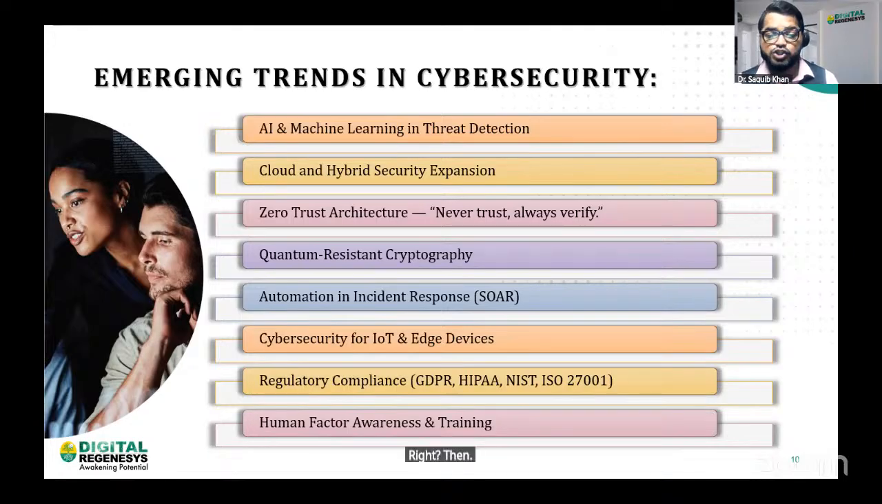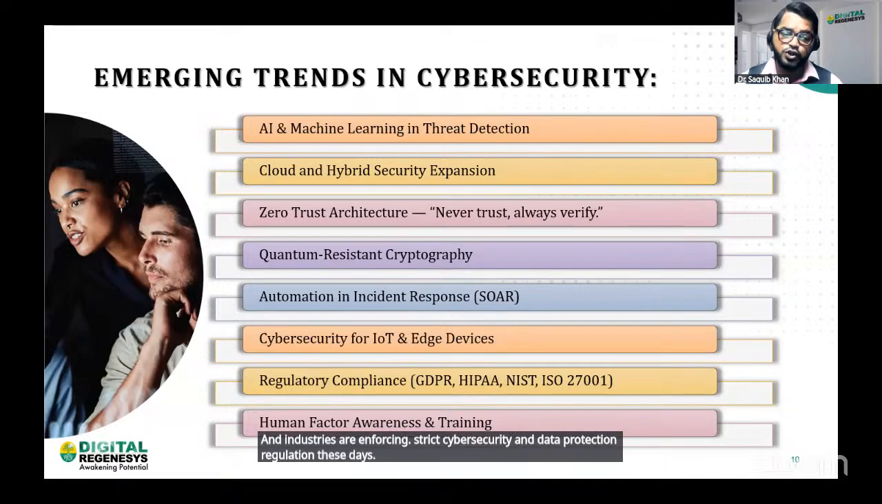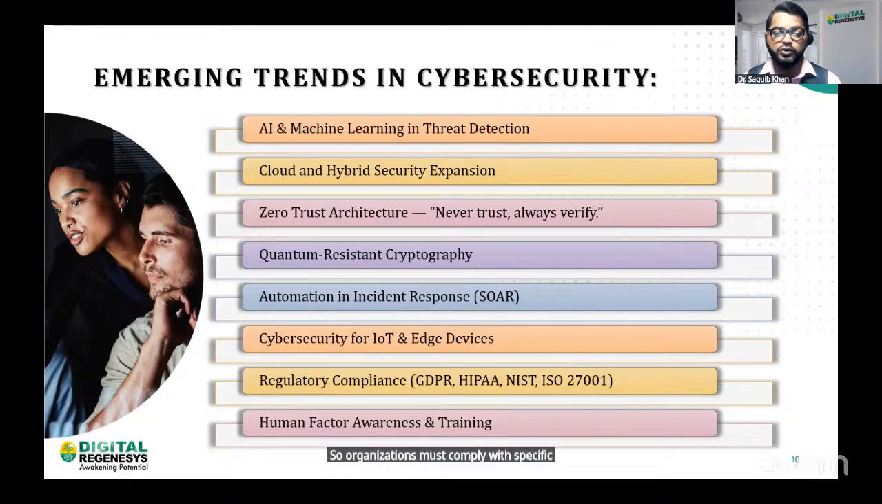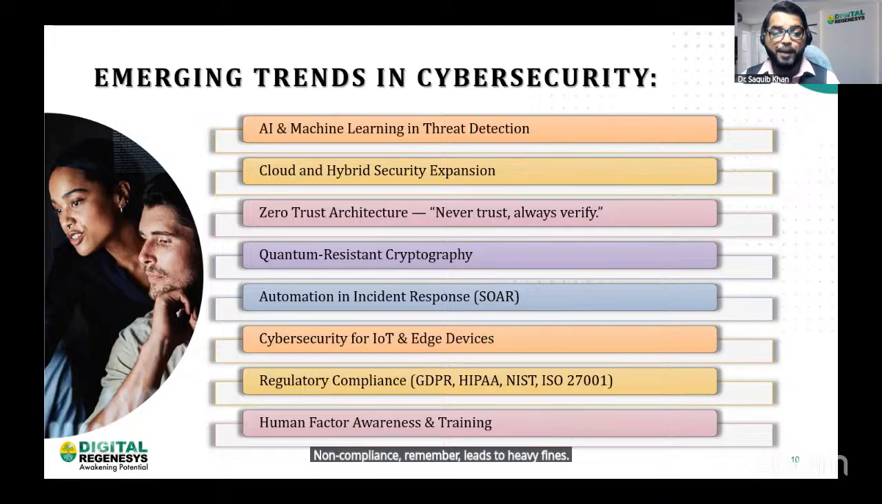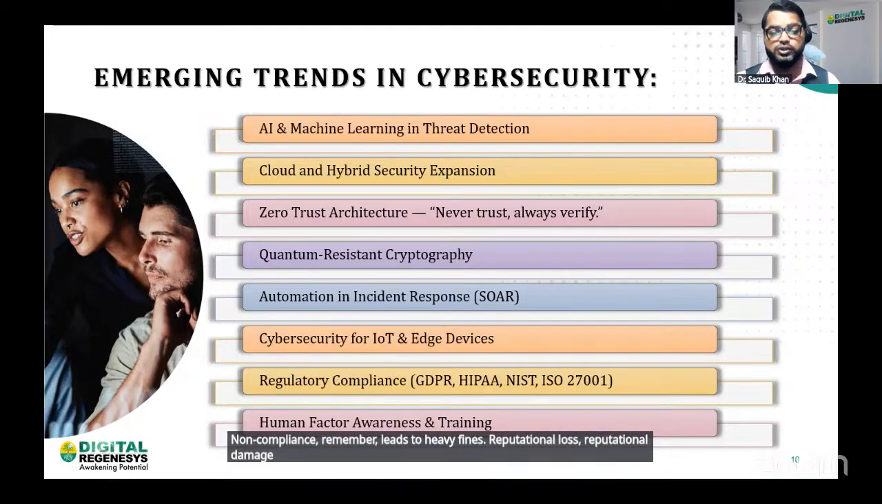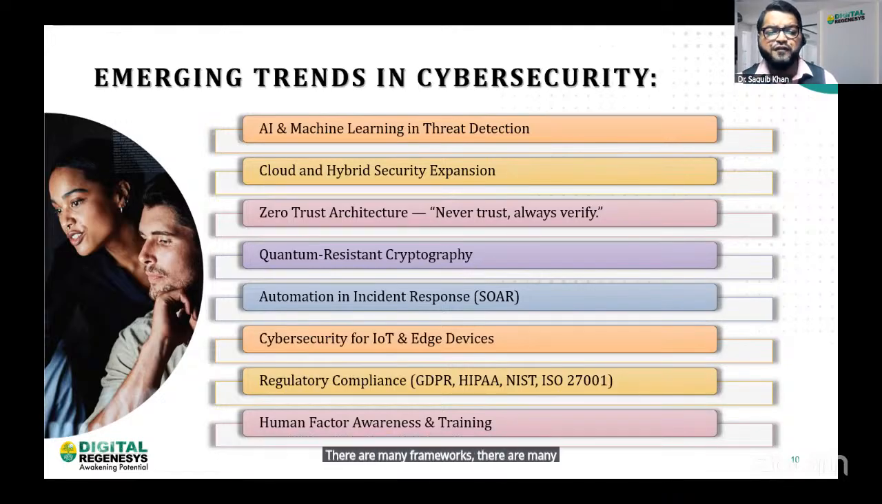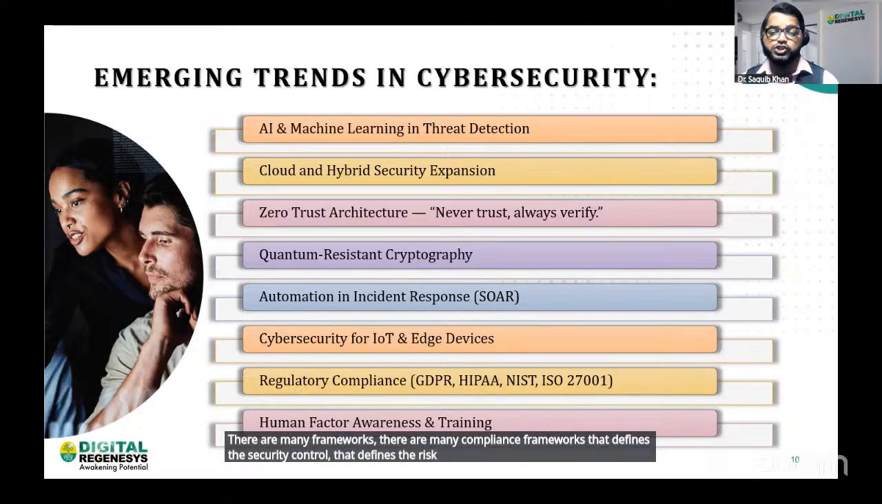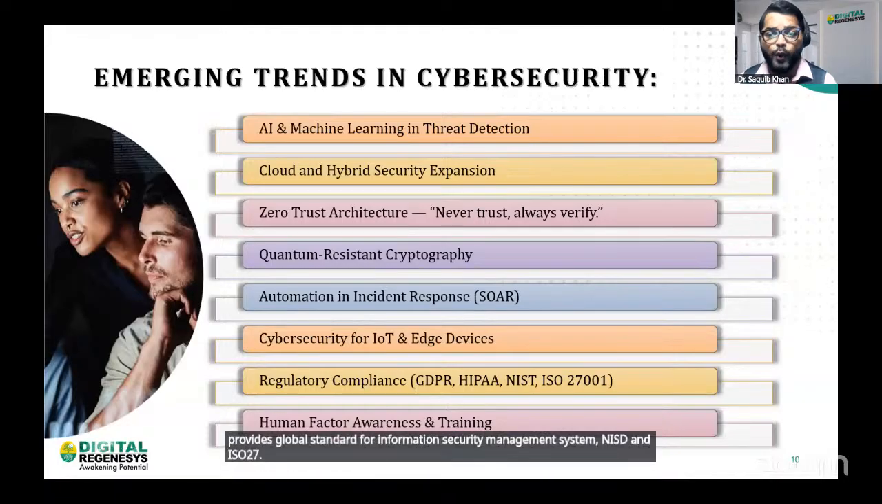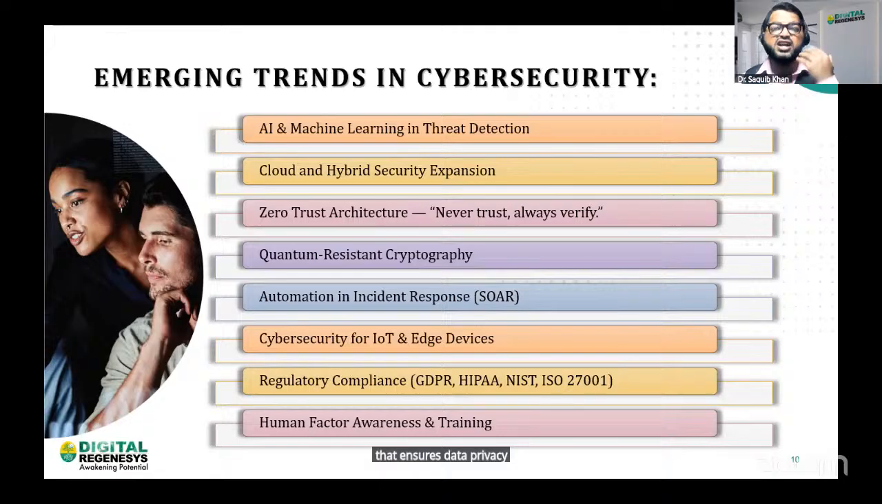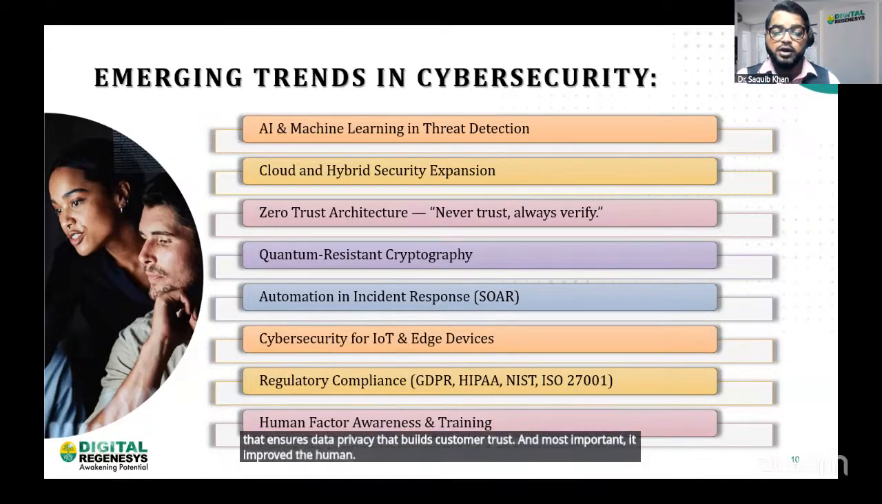Then regulatory compliance. Governments and industries are enforcing strict cybersecurity and data protection regulations these days. So organizations must comply with specific frameworks to protect personal and sensitive data. Non-compliance, remember, leads to heavy fines, reputational damage, and legal actions. There are many compliance frameworks that define the security controls, risk management processes, and reporting standards. GDPR in Europe, HIPAA in USA, NIST and ISO, which provide a global standard for information security management systems. NIST and ISO 27001 ensure data privacy, build customer trust, and most important, reduce legal risk as well.